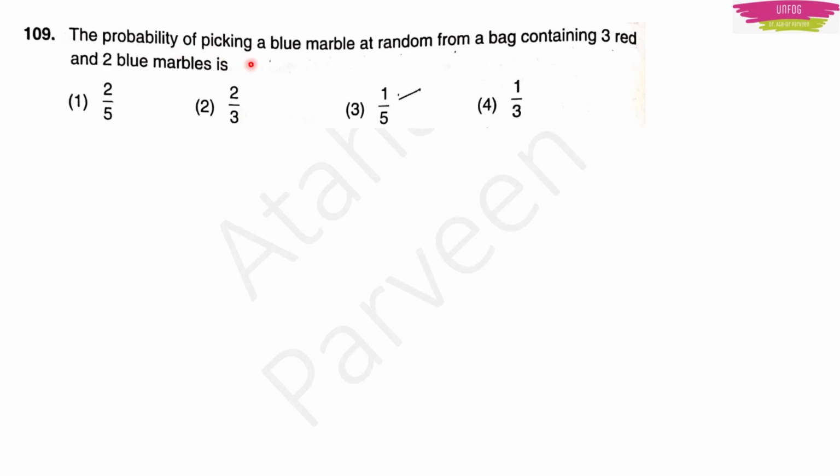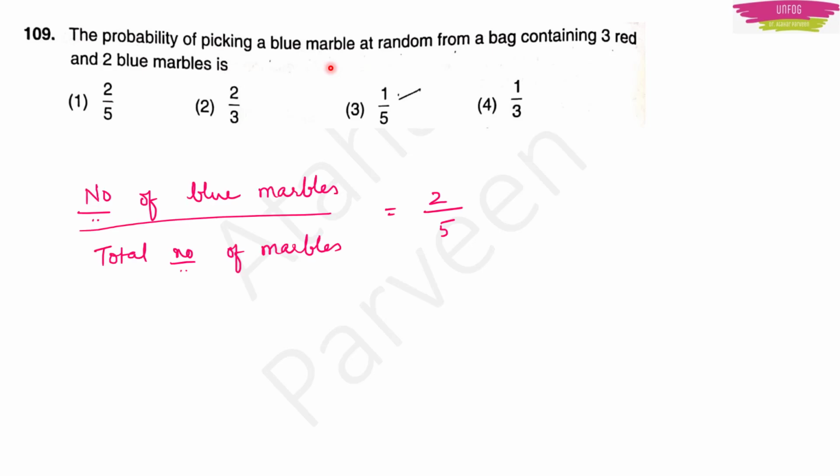Next question. The probability of picking a blue marble at random from a bag containing 3 red and 2 blue marbles is. So this is dead easy, because I have shown you this problem even in the last moment of the revision. Here it is just the number of blue marbles upon the total number of marbles. It will be 2 upon 3 plus 2. 3 plus 2 is 5, right? So 2 upon 5 will be the correct answer. Option 1 will be the correct answer to this question.